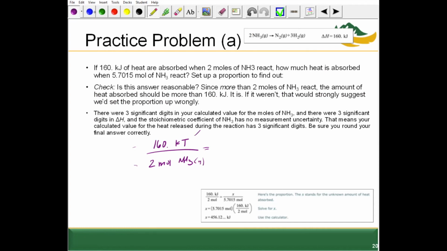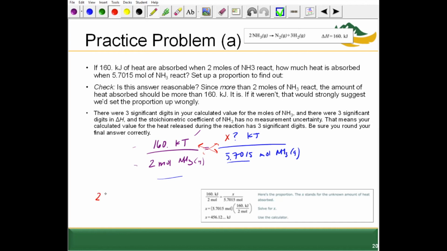So another way to think about it using these ratios is we don't know how many kilojoules for our change in enthalpy for our actual number of moles. And we just calculated that on the last slide. So 5.7015 moles of ammonia gas. To solve for a proportion or ratio like this, we cross multiply. I'm going to call this x.